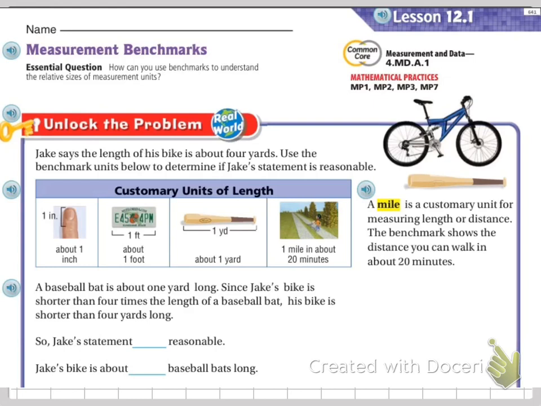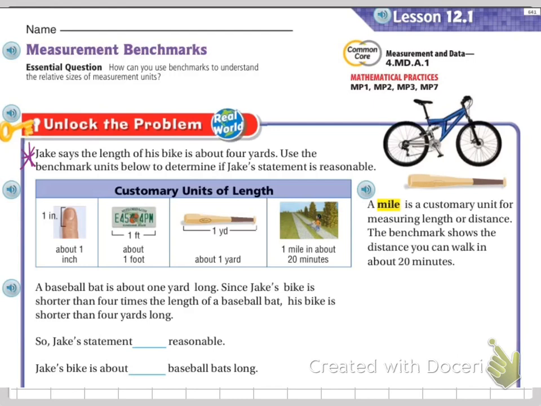1 yard is about the length of 1 baseball bat, and 1 mile is about how long it might take you to walk in about 20 minutes. Now that's not speed walking or turtle walking. That's about an average pace to take you about 20 minutes to walk 1 mile. Some might be faster than others, but just a general sense, that's what you can use to reference how long 1 mile is.